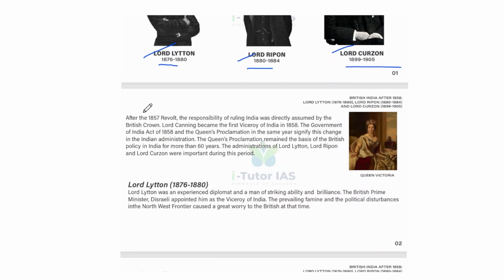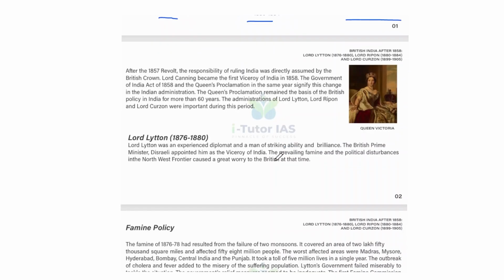After the 1857 revolt, the responsibility of ruling India was directly assumed by the British Crown, and Lord Canning became the first Viceroy of India in 1858. The Government of India Act 1858 and the Queen's Proclamation in the same year signify this change in the Indian administration. The Queen's Proclamation remained the basis of British policy in India for more than 60 years, and the administrations of Lord Lytton, Ripon and Curzon were important during this period. So this is Queen Victoria.